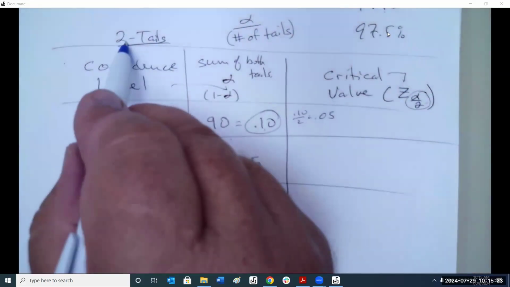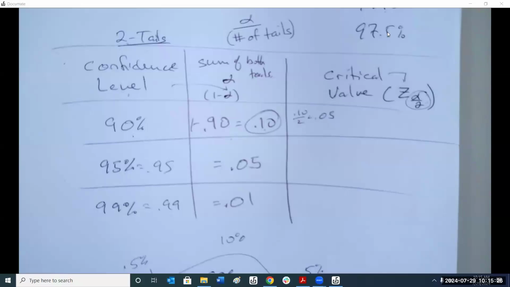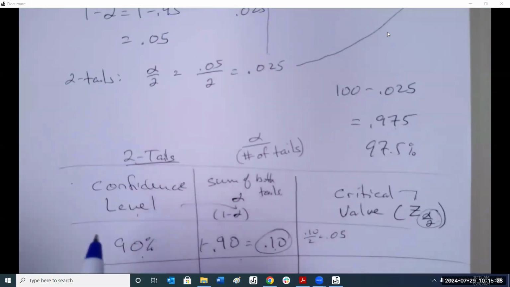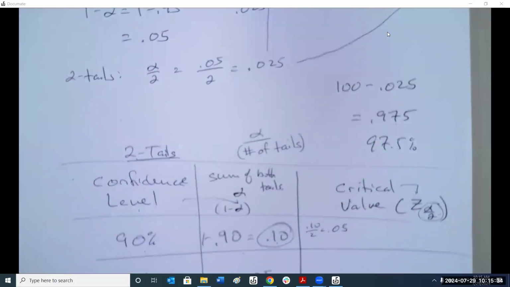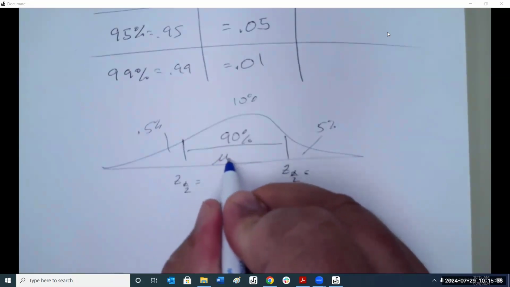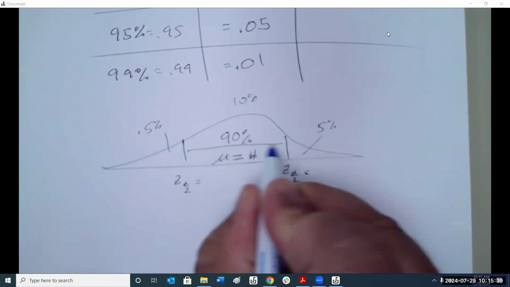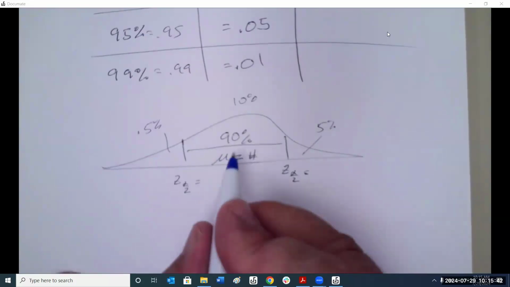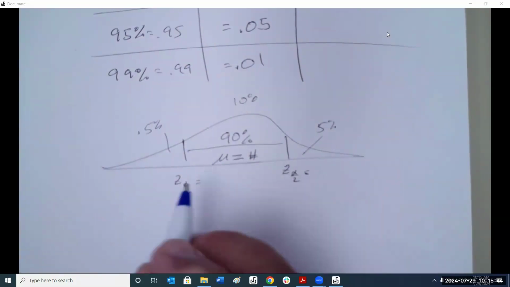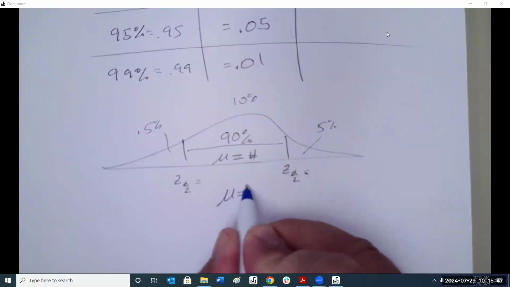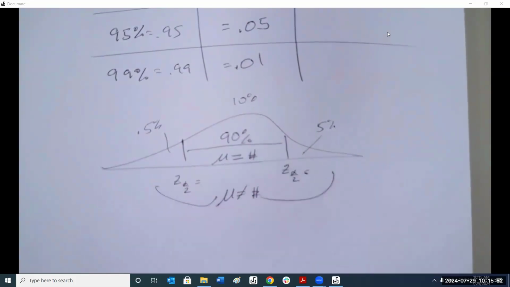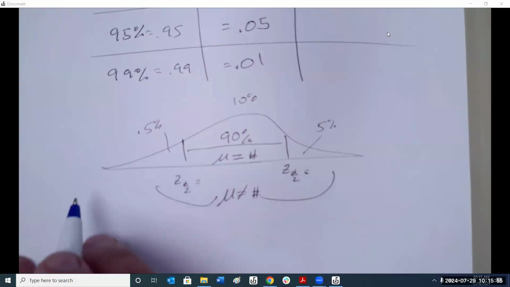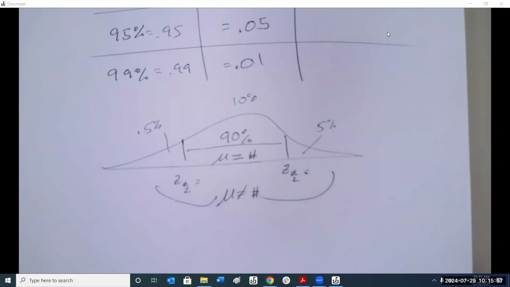Because in a two-tailed test, you are saying that the population mean equals some number inside this 90%. How do you prove that wrong? The opposite is that it doesn't equal. So if it's not in the 90% here, then it's got to be in one of these two places. It could be above it or it could be below it.